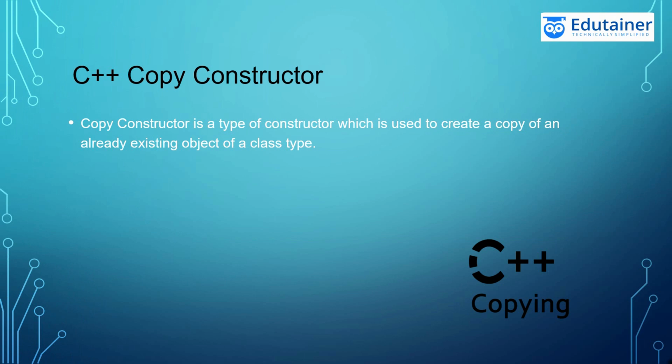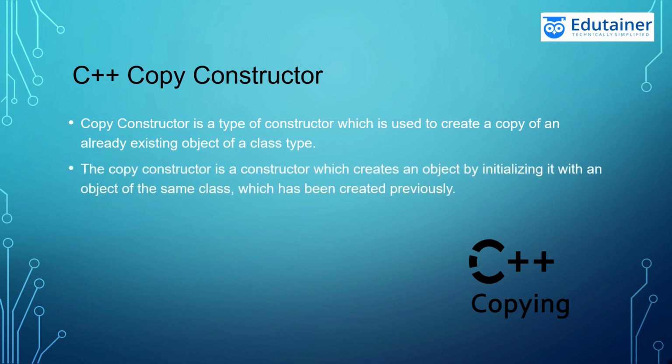Copy constructor is a type of constructor which is used to create a copy of an already existing object of a class type. The copy constructor is a constructor which creates an object by initializing it with an object of the same class which has been created previously. So, as I told you, the copy constructor will be copying all the values and creating a new object in which you will be storing all the values. So let's move to Code::Blocks to have a hands-on practical on copy constructor.